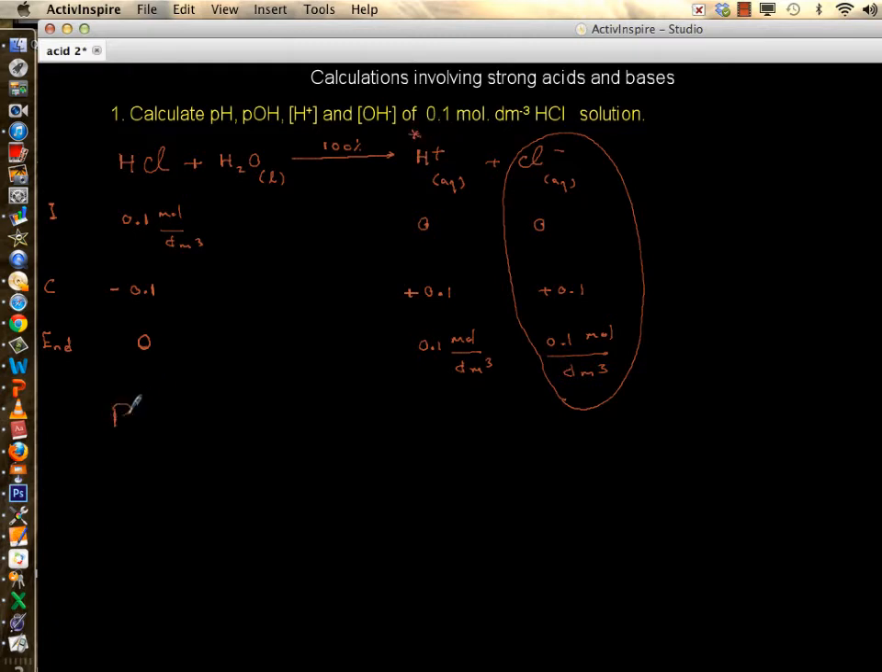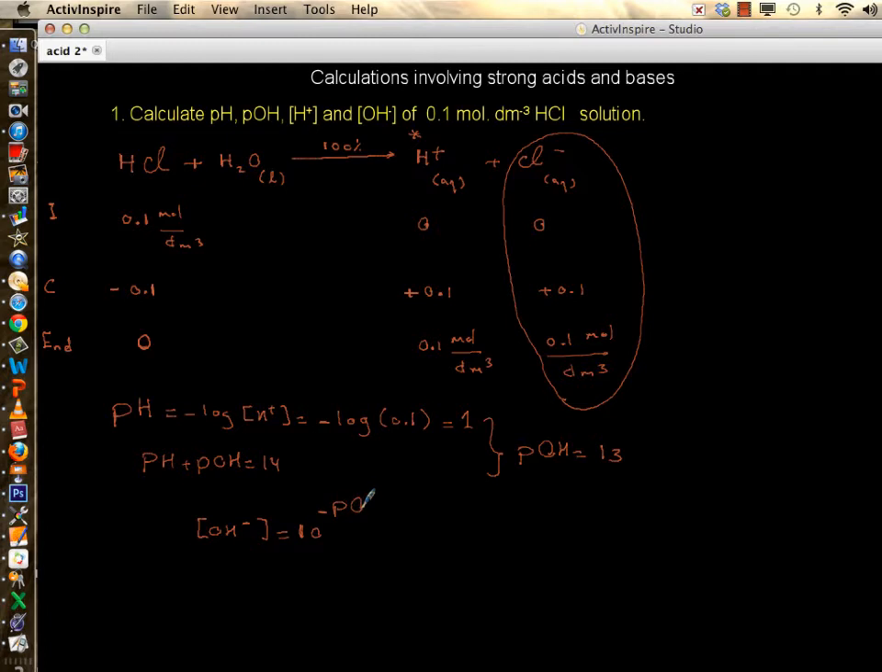Now anything p is negative log of anything, so pH is negative log of H. And we simply calculate it. Negative log of 0.1 mole per decimeter cube is 1. So pH is 1. pH plus pOH is 14. Therefore, we can also say the complementary pOH for this solution is 13. And if you're challenged on concentration of hydroxide, one way is 10 to negative pOH. There are multiple ways to calculate it, so it's 10 to minus 13 mole per decimeter cube.